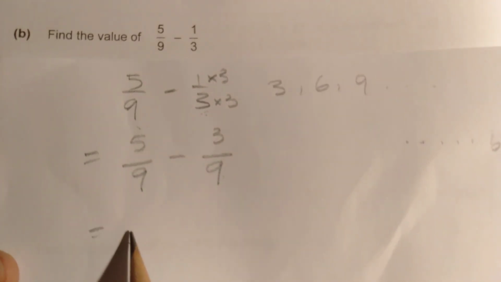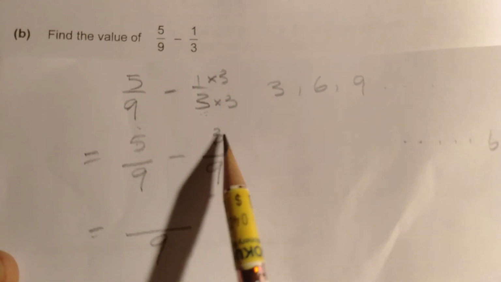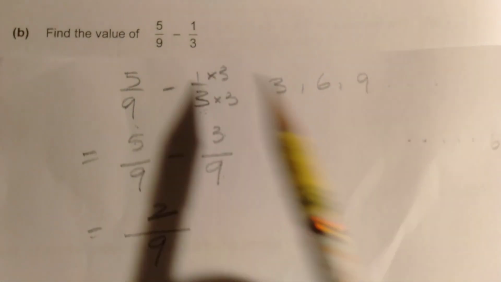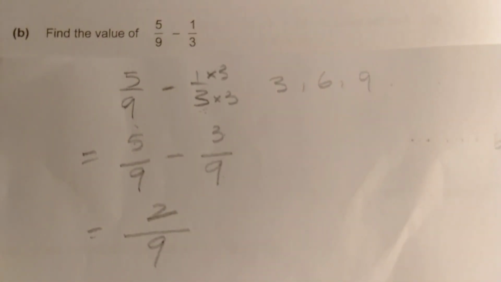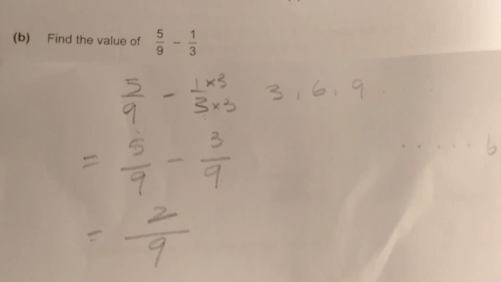And then I subtract. Denominator, I don't subtract, I keep it the same. Numerator, 5 minus 3, I get 2. So this would be the answer for this question. Simple, isn't it? I hope you've gotten it all correct so far. 4 more questions to go.